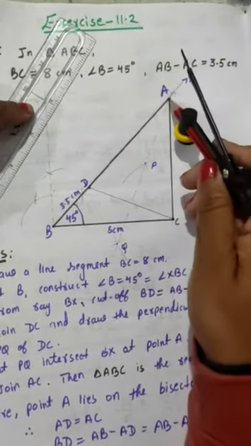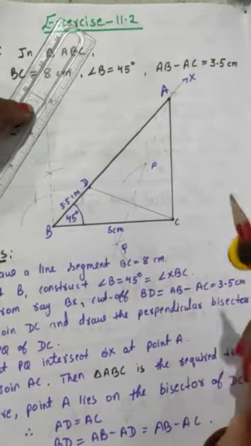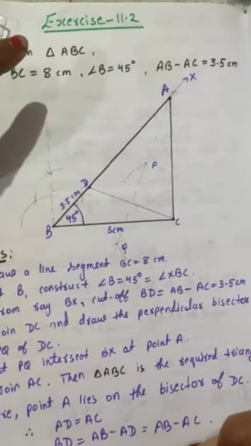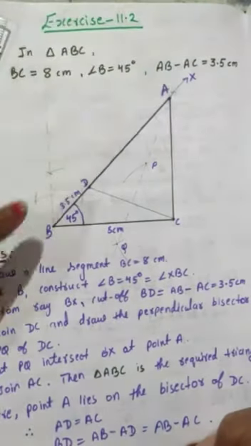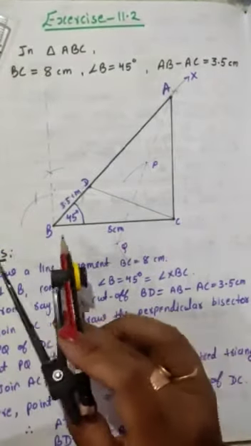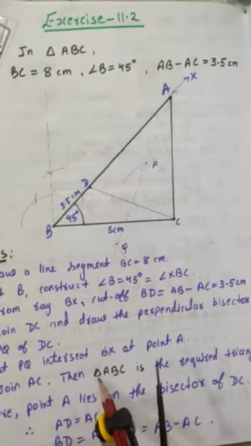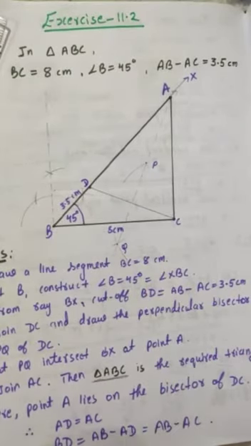Now you just have to join A and C. You can see all the other constructions are with pencil, and the final triangle, which is the triangle ABC, I have marked with a black sketch pen. So this triangle ABC is the required triangle.